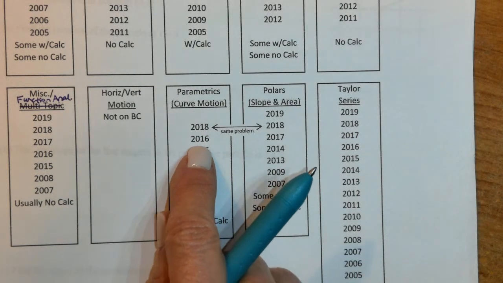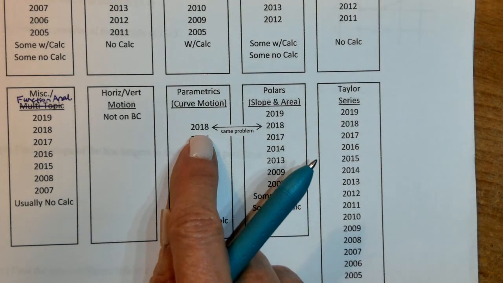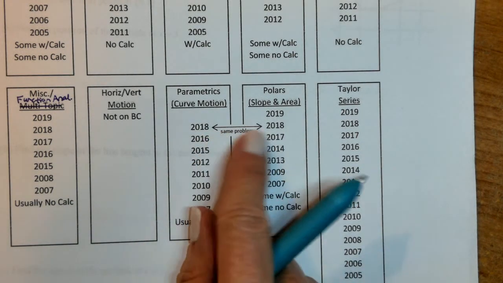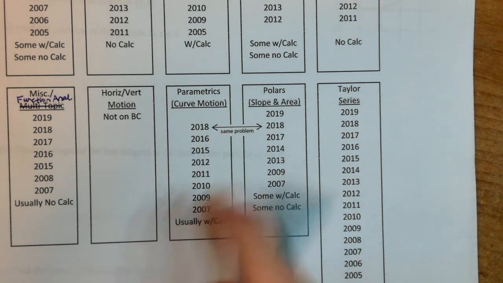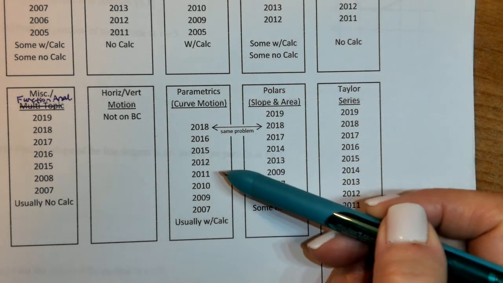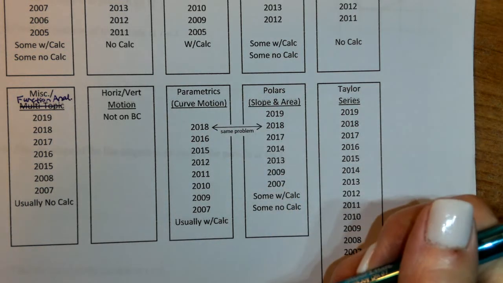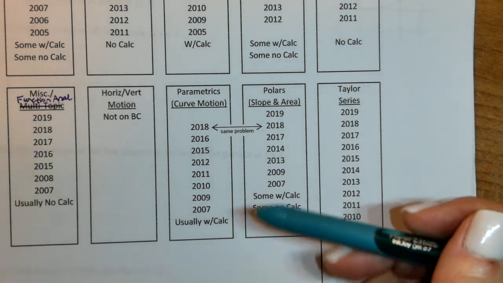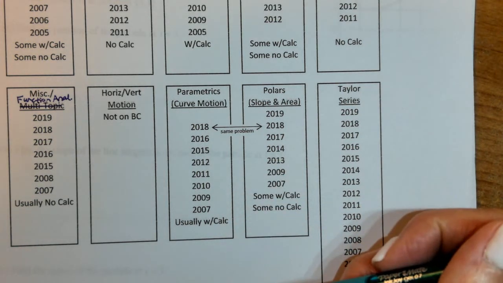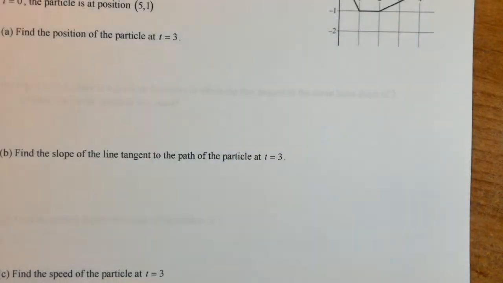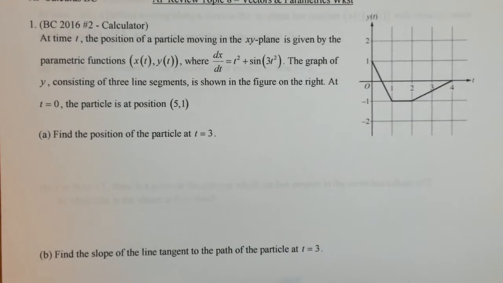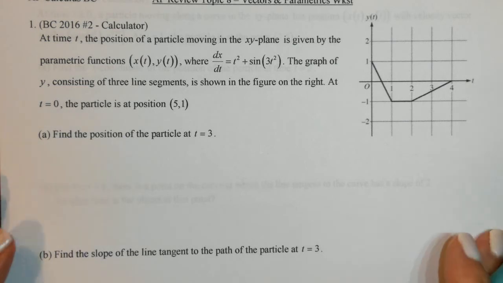The last time that this was on the AP exam was in 2018, and it was a shared problem. There were some parametric parts and some polar parts back in 2018. And you see, it's a little bit hit or miss whether these types of problems are going to show up. If they do show up, normally they are with a calculator. We're going to start with the problem from 2016. This was number 2 with a calculator. So let's get started on it.